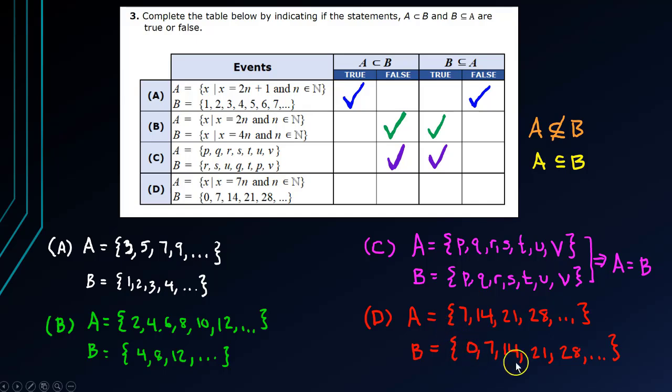So is A a subset of B? Yeah, it's a subset of B because all the elements that are in A are also found in B. So it's a proper subset because it's not the same size. It's missing 0. Is B a subset of A? Well, no, because of that 0. 0 is not included in A, so B cannot be a subset of A, proper or otherwise. So it's true for the first statement and false for the second statement. On to the next question.